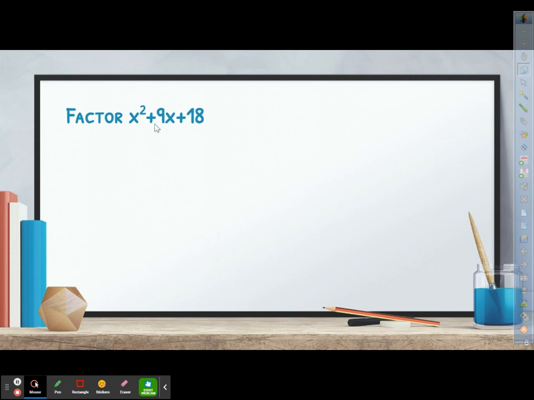All right, this one here I want you to try on your own. Factor x squared plus 9x plus 18, and then enter your answer into the Ed puzzle. Once you enter your answer, you can check it to make sure it's right. If it's wrong, you need to fix it and make it the correct answer. And if you have any questions, let me know. All right, let's try this one.